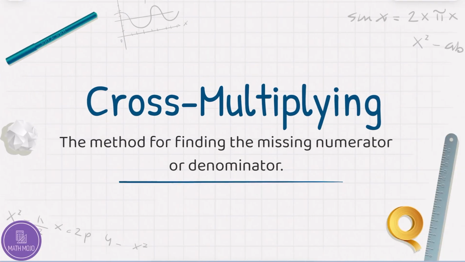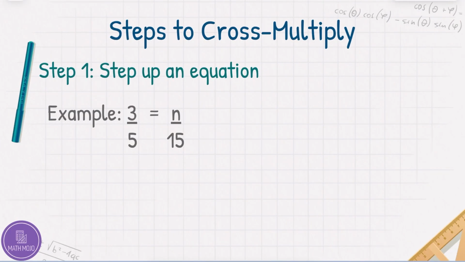Now moving on, we have cross multiplying. The definition of that is the method for finding the missing numerator or denominator. Now here are the steps to cross multiply. Step 1, set up an equation. So for our first example, we have 3 over 5 equals n over 15.